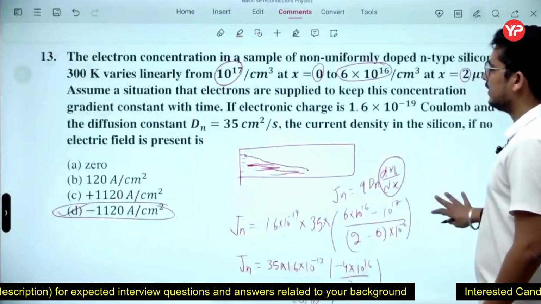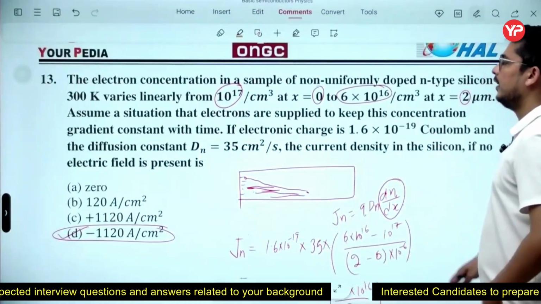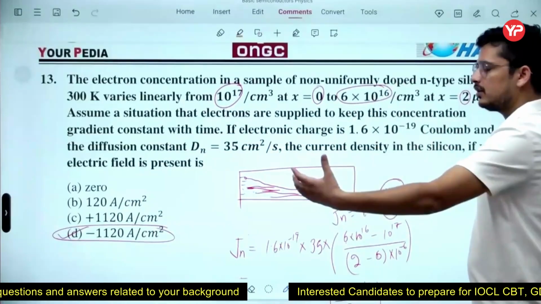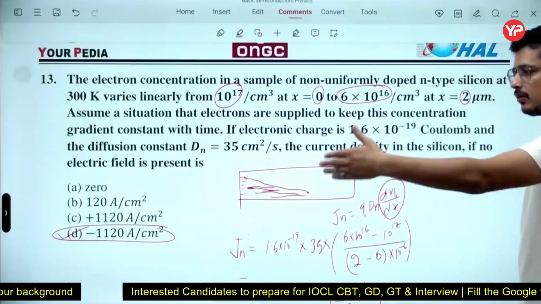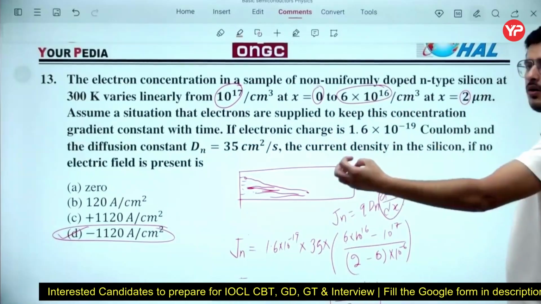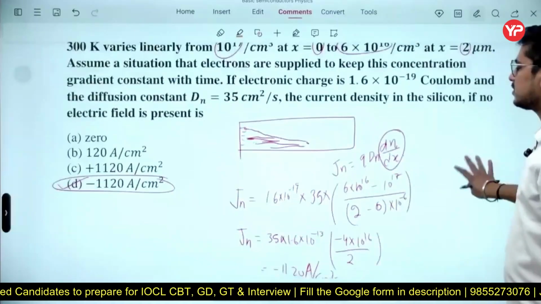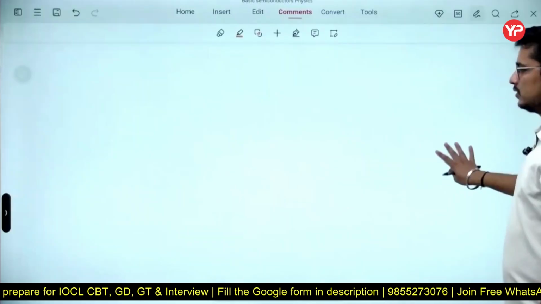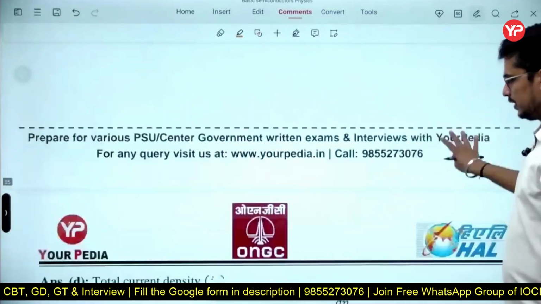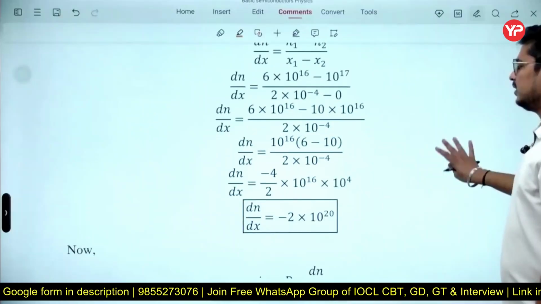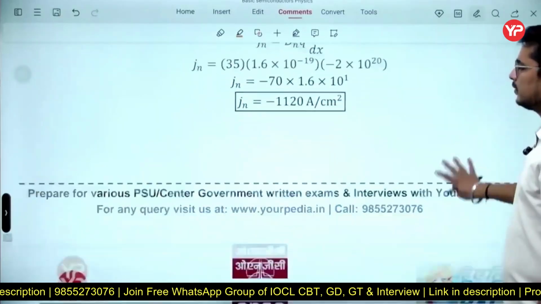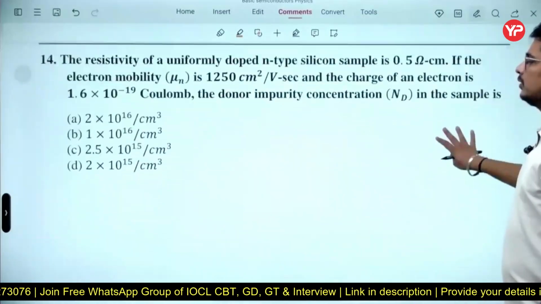So this is called the diffusion process, right? Whenever at one position concentration is high and at another position concentration is low, the electron or the charge carrier always moves from higher concentration to lower concentration so that the concentration becomes constant. That process is called diffusion. And remember, diffusion is a natural process, right? You cannot create that one.